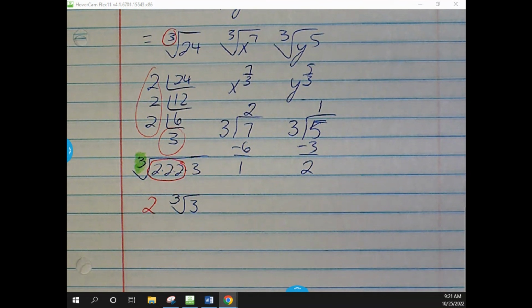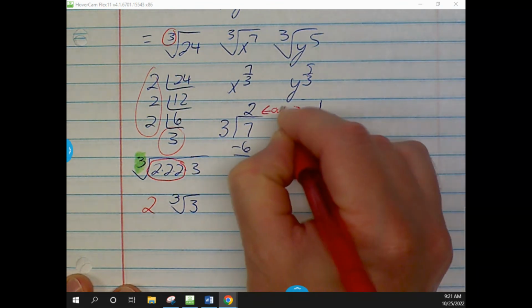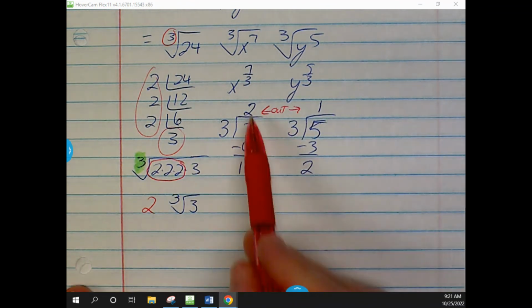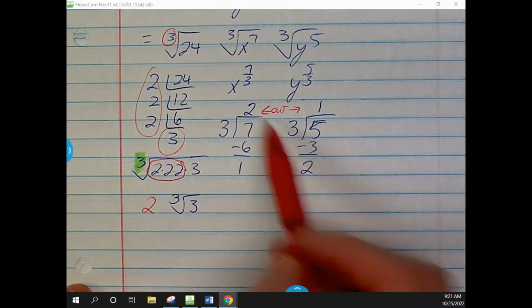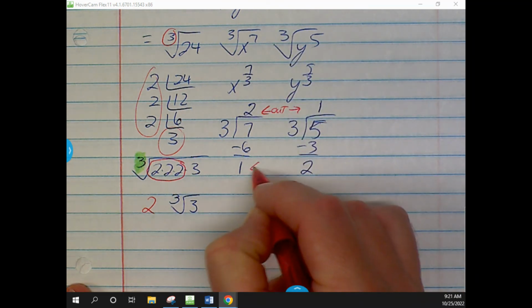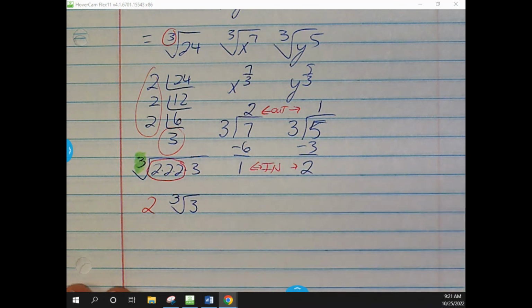All right, again, here's why I like dividing it this way, not the book way. Whatever you divide with, this tells you how many get out. This is your groups of 3. So there's 2 groups of 3 x's. There's 1 group of 3 y's. So this tells you how many get out. These are your leftovers, your remainders. So these are going to remain on the inside of the radical.